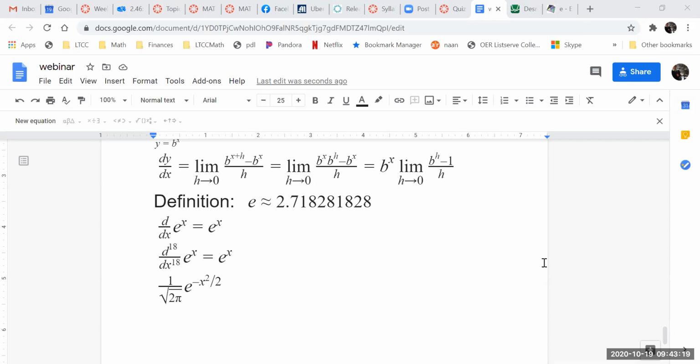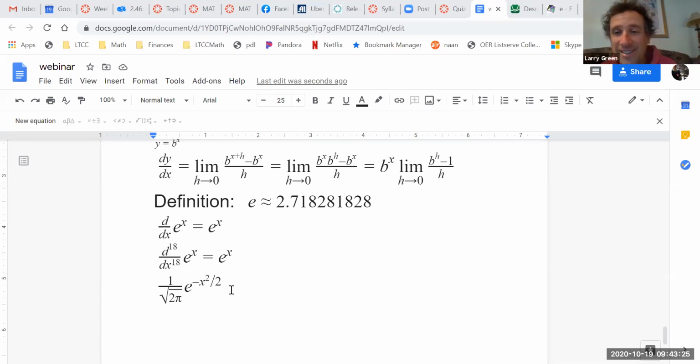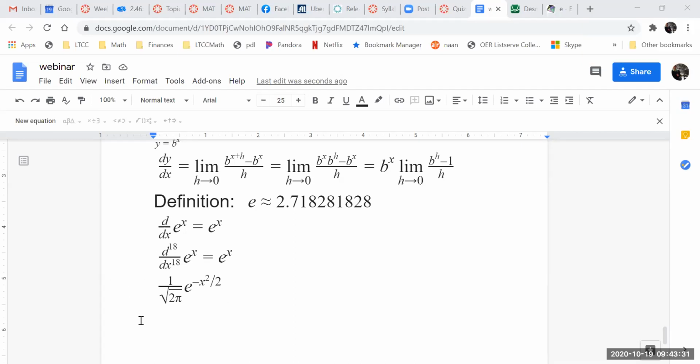Wait, sorry. What happened? Could you repeat that, please? 1 over the square root of 2 pi e to the negative x squared over 2. What is that in statistics? I'm going to be completely honest, I'm not too sure. That's the normal curve. Oh, yeah. Whatever I ask you, it's got to be the normal curve because there's nothing else important in statistics, right?